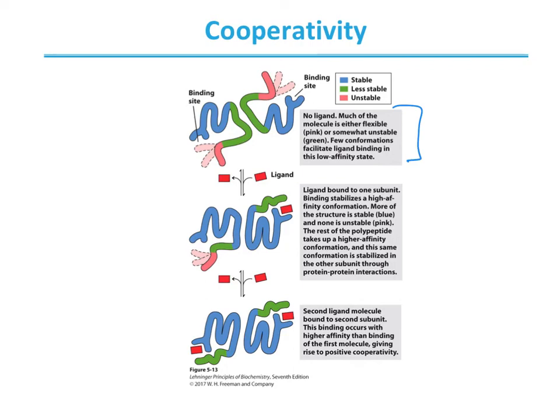Then the rest of the polypeptide takes up a higher affinity conformation, and this is stabilized in the other subunit through protein-protein interactions. And then a second ligand molecule binds, and that binding occurs with a higher affinity than the binding of the first one. And this is an example of a form of induced fit.